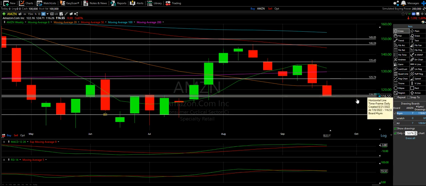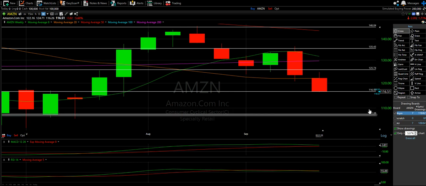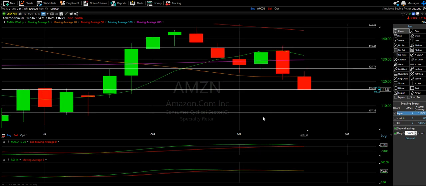So we are literally to the penny sitting on my weekly support. If we close tomorrow below, I'm just going to round it to, if we close at 116.49 or lower, we might be running down to this basically $100 number. So I'm not liking this at all.